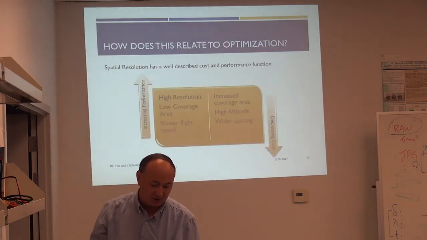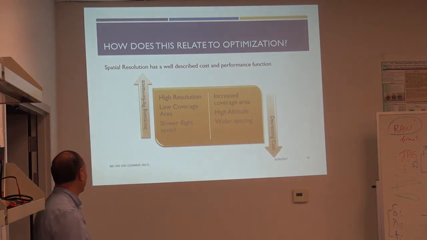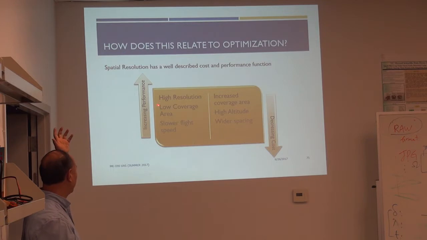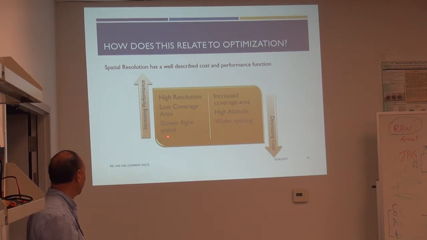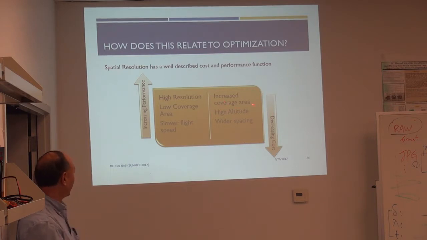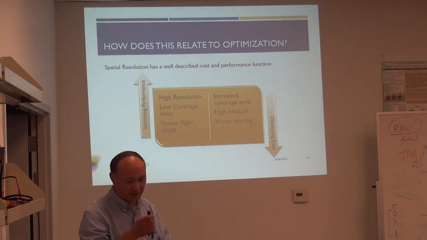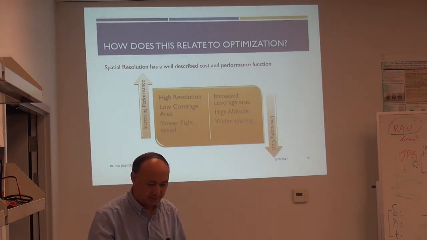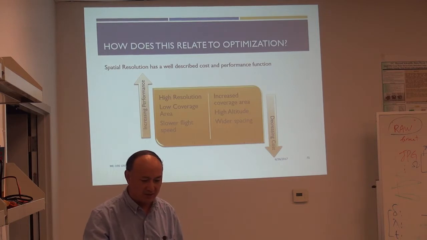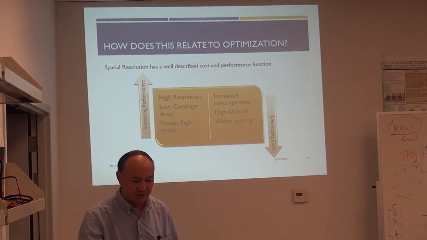So how does this relate to optimization? Performance-wise, yeah, the higher the resolution, the better, okay? But the downside is you have lower coverage area and slow flight speed. If you want to increase coverage area, you need high altitude and a wide span, so these are conflicting, right? Conflicting. So that is called spatial resolution, okay?